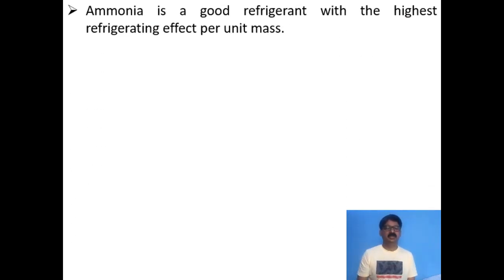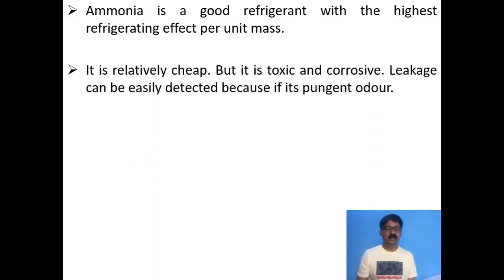Continuing with our discussion about refrigerants, let us discuss ammonia and the freons. Ammonia is a good refrigerant with the highest refrigerating effect per unit mass, meaning for a given mass it can absorb more heat, and it is also relatively cheap, but it is toxic and corrosive. So these are the two drawbacks when we use ammonia as a refrigerant. But the advantage is that leakage can be easily detected because of its pungent odor.